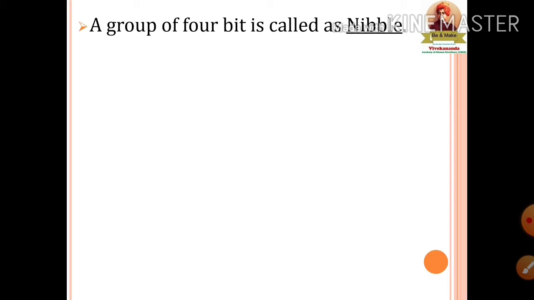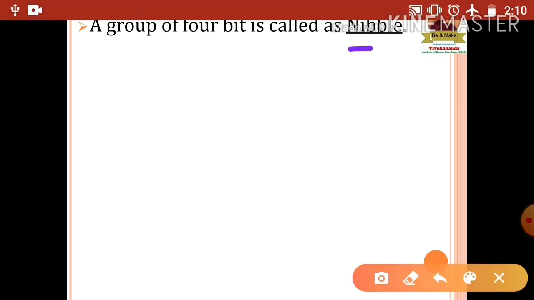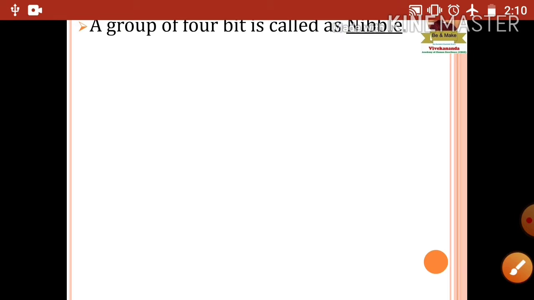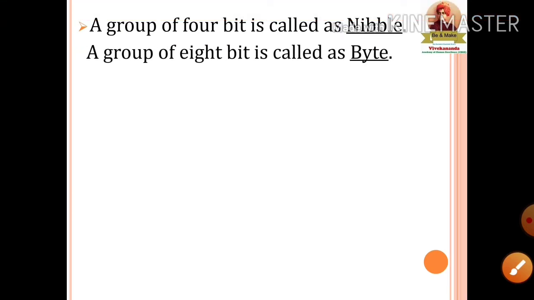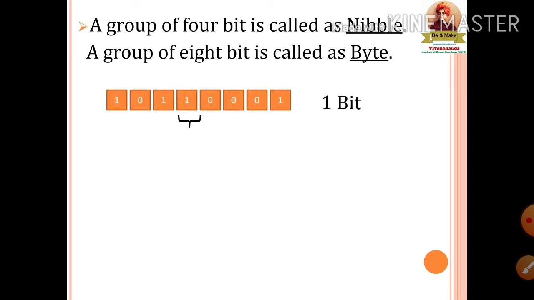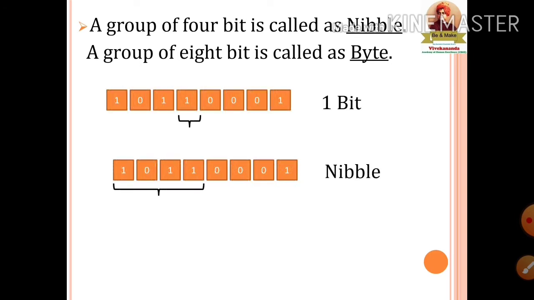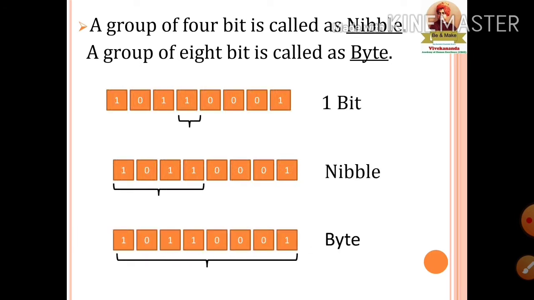But what if we are going to represent the number in a group? A group of 4 bits is called a nibble. A group of 4 bits is called a nibble, and a group of 8 bits is called a byte. So this concept I will explain in more detail with the help of this diagram.